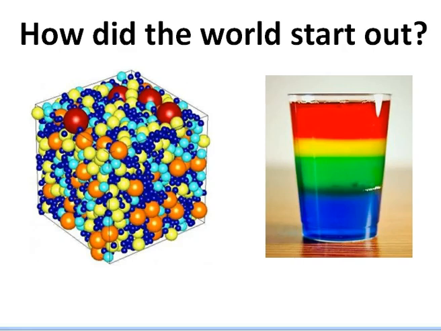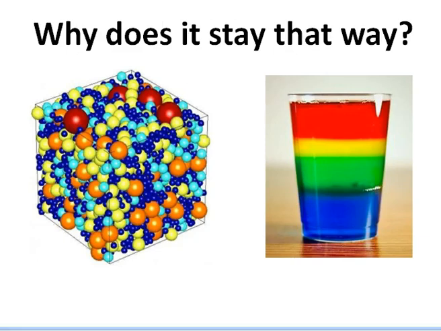First, I'd start out with, how did the world start out? Was it all a blob of things all mixed up, or was it already separated? And if it is one way or the other, why did it stay that way? If it's separated, why does it stay separated?